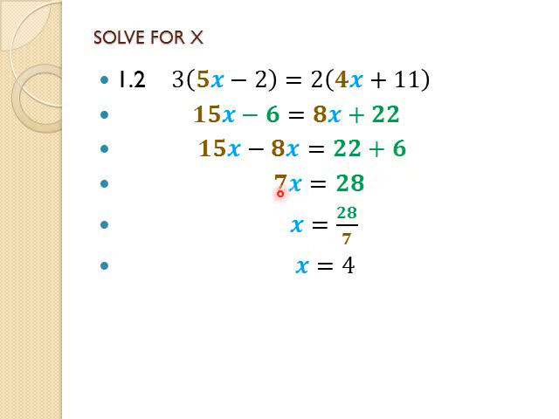Right, and 28 divided by 7, we always divide by whatever coefficient is in front of x. So 28 divided by 7, now I have x to the power 1. 28 divided by 7 then gives me x equals 4. So there we've solved the linear equation. Again, the exponent of x is 1. Right, let's look at the last problem.